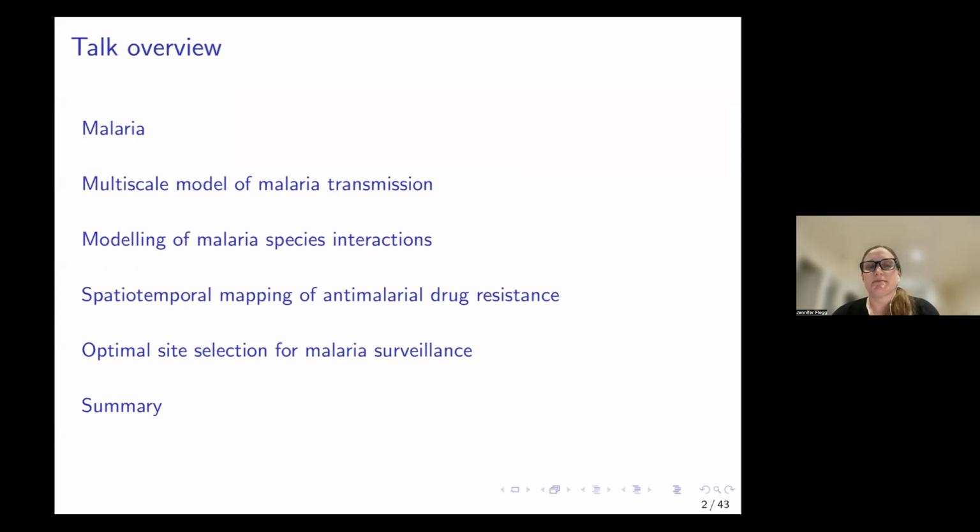So the first one is a multi-scale model of malaria transmission. The second one is multi-species, so looking at not just one species of malaria, but if you have two species of malaria at the same time. And I'll then switch gears a little bit and leave transmission dynamics and move over to spatial mapping. So this is more statistical, looking at spatial mapping of antimalarial drug resistance, but also looking at spatial mapping of disease patterns in order to optimally select future site locations for malaria surveillance.